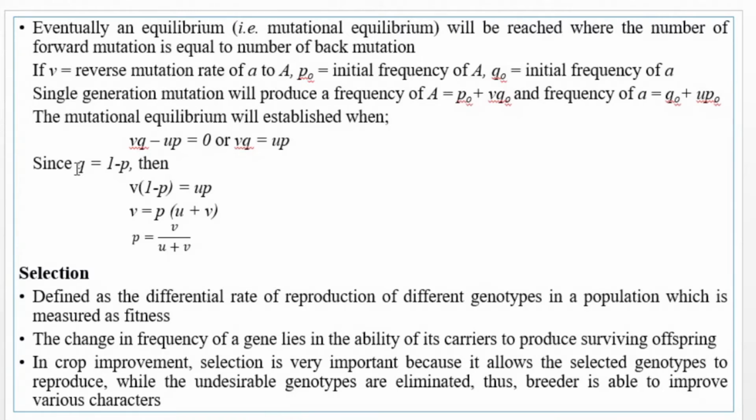And since Q is equal to 1 minus P, then B(1 minus P) is equal to UP. So when you move it to the other side, B minus BP is equal to UP, B is equal to UP plus BP, and P is common, so B is equal to P(U plus B). And then P is equal to B upon U plus B. So the frequency of the dominant allele becomes B upon U plus B. In this way, we can calculate these things.